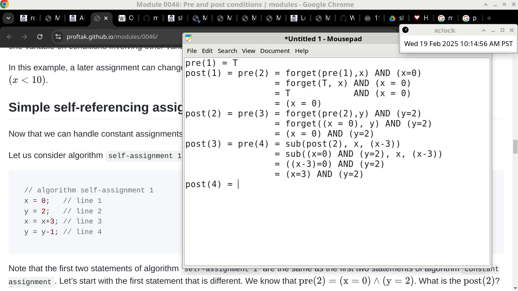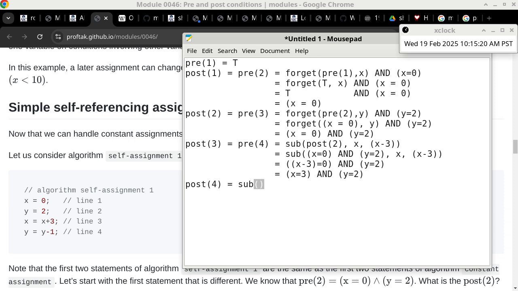Okay, so again, it's a substitution operation because y equals y minus 1 is reversible. So how do we reverse y minus 1? So y plus 1, exactly. In order to reverse the subtraction of 1, we just have to say plus 1.